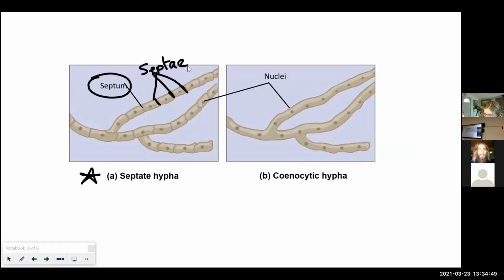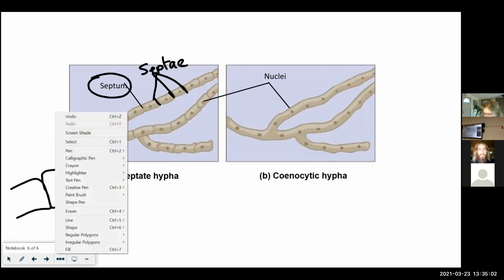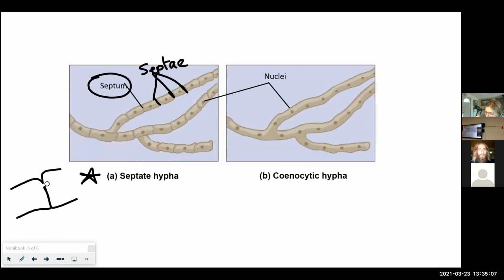Okay. And the septae themselves have little pores in them or little holes. Okay, so if I draw two adjacent cells like this, let me come in here. Oh dear, my eraser. Here we go. There would be within the septum, there would be these little pores, so that fluid and sometimes organelles can actually pass through.